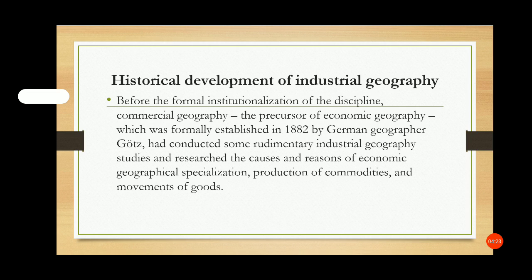You know that the industrial revolution started in the European countries, the European continent. Before that, the wheel revolution was one of the revolutions that pushed up the industrial revolution. Before the formal industrialization, the discipline commercial geography, the precursor of economic geography, was formally established in 1882 by the German geographer Gotz, who had conducted some rudimentary industrial geography studies and researched the cause and reason of economic geographical specialization, production of commodities, and movement of goods.